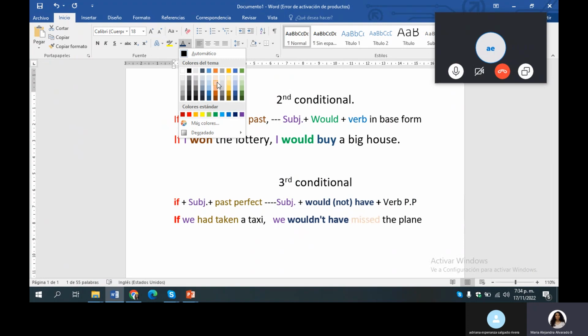Poner qué color. Sony dice, vamos a dejarlo con negro.